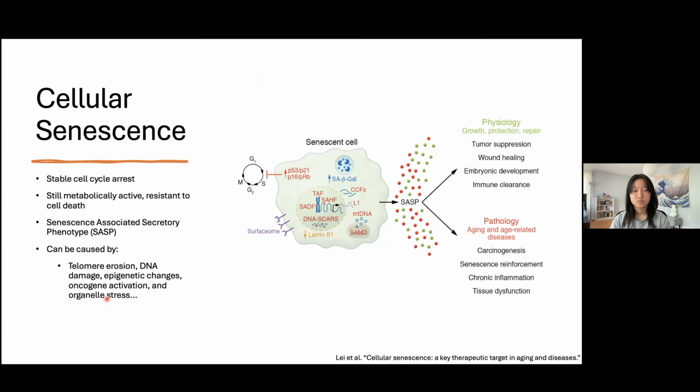When a cell is arrested, it'll release different proteins known as SASP, or senescence-associated secretory phenotype. And SASP is a characteristic of senescence that will lead to different effects in the physiology, which can be good, as it can cause tumor suppression and wound healing, but can also lead to pathology, which is bad, and lead to chronic inflammation and tissue dysfunction.